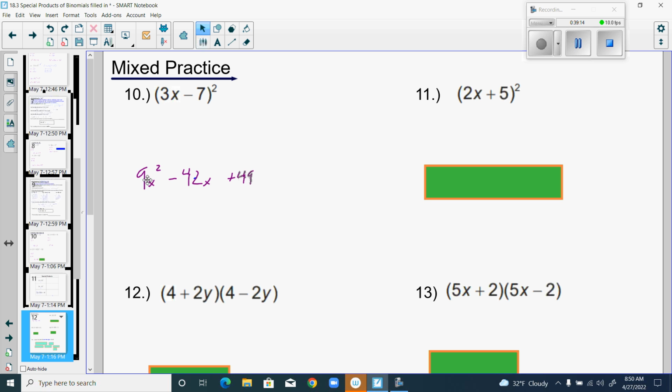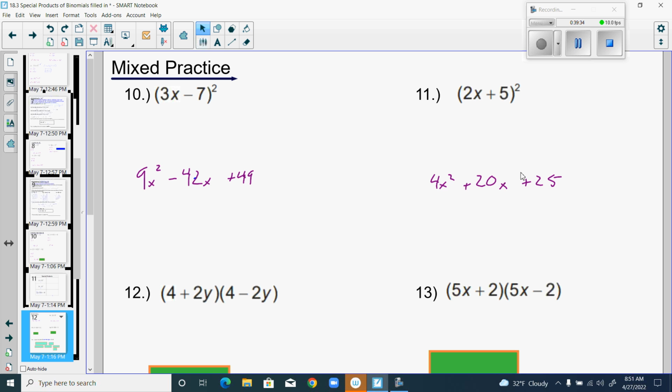Number 11 here, we should have gotten 4x squared plus 20x plus 25. Square the first term is 4x squared, square the last term is 25, and then the middle term is 2 times 2 times 5. 2 times 2 is 4, times 5 is 20, and the x goes along. And it's positive in the middle, so we get a positive answer.